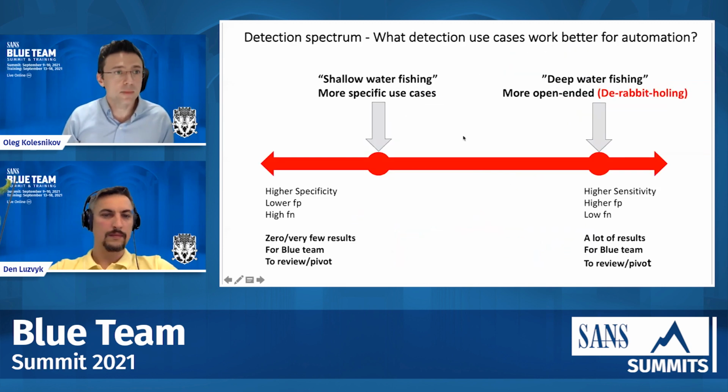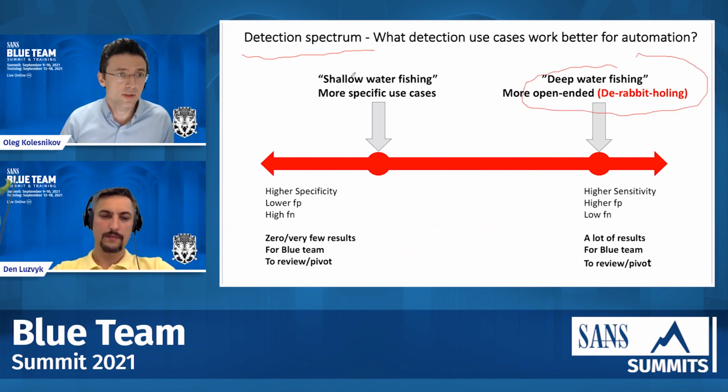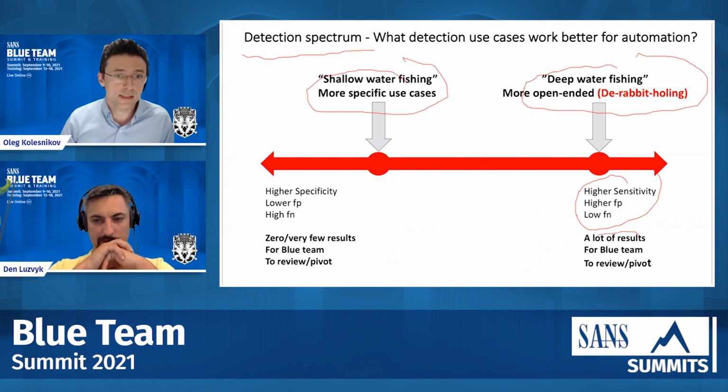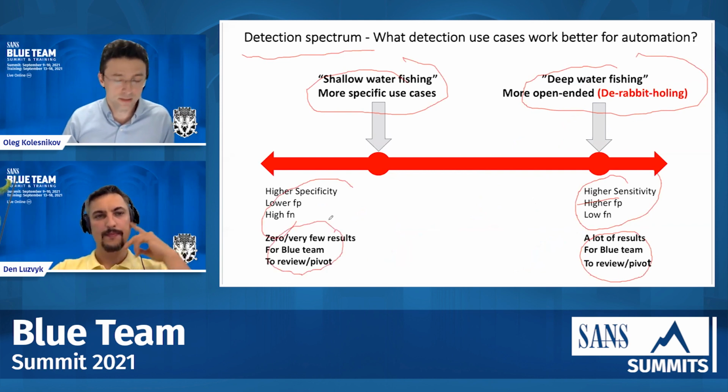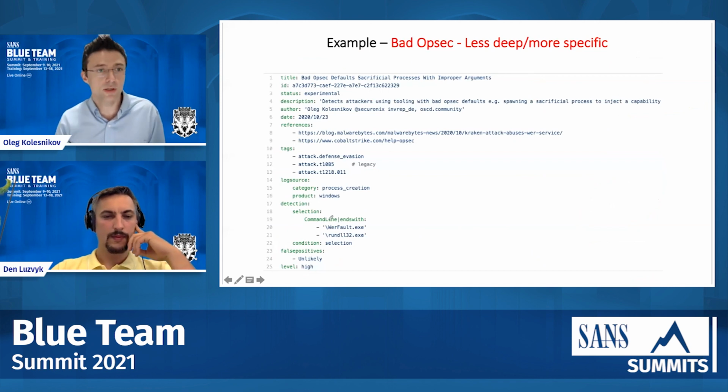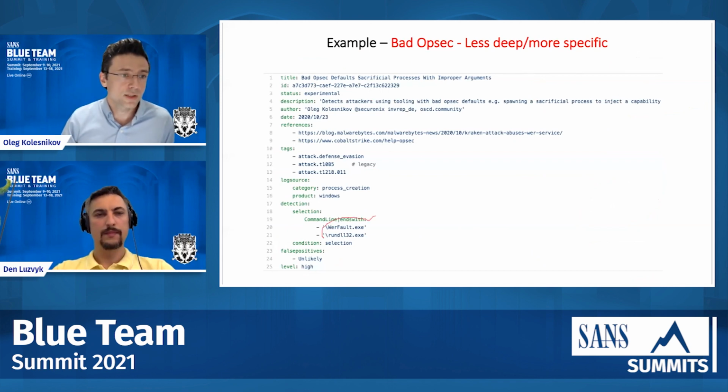Now, the other key element to this puzzle is the detection spectrum, right? You can think about it as deep water fishing and shallow water fishing, right? You have the more specific use cases on the left, and the more sensitive use cases here. So a lot of the results for blue team to pivot on. These have higher false positives, but you can also catch a lot of the red team activity with these more sensitive use cases. On the other hand, we have the more specific ones, zero to few results often, but very easy to evade. And one example would be this trivial Sigma, right? You see these details here.